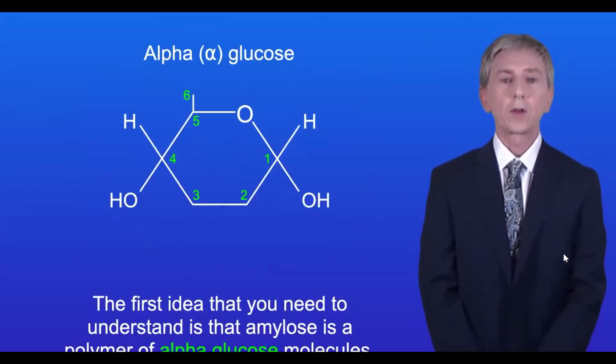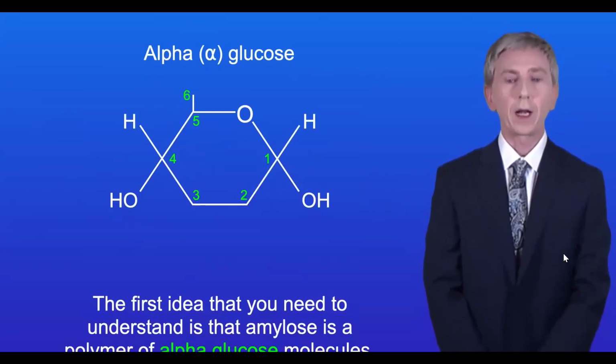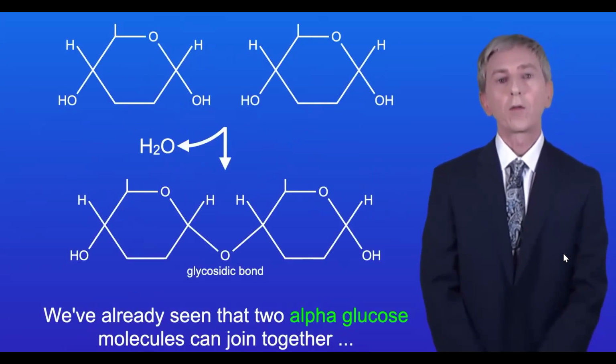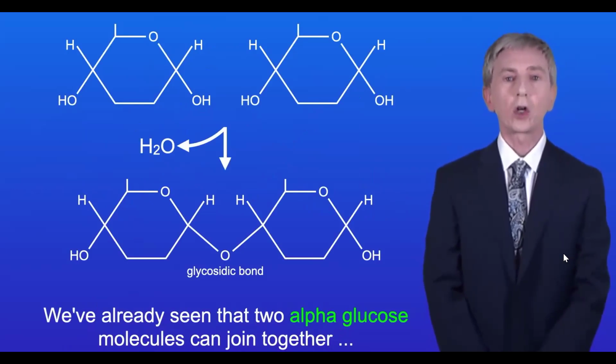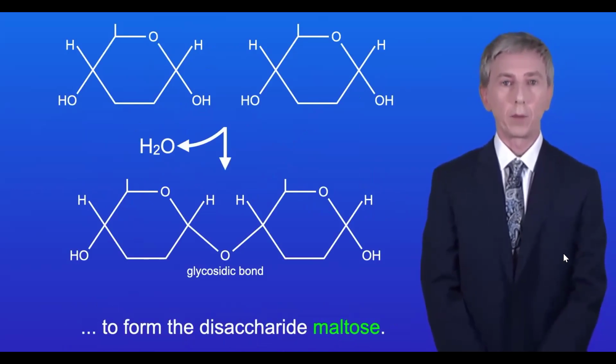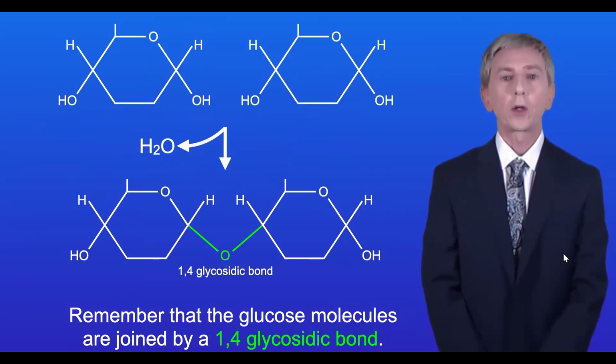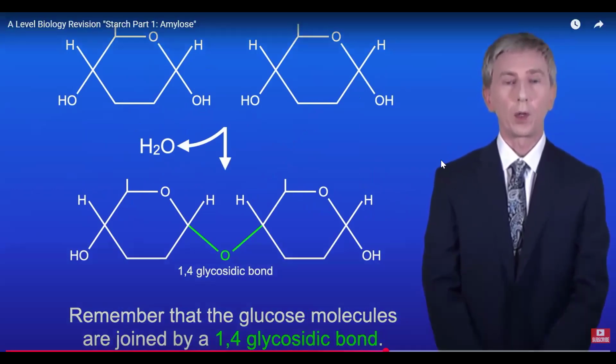The first idea you need to understand is that amylose is a polymer of alpha-glucose molecules. Now we've already seen that two alpha-glucose molecules can join together to form the disaccharide maltose. And remember that the glucose molecules are joined by a 1,4-glycosidic bond.